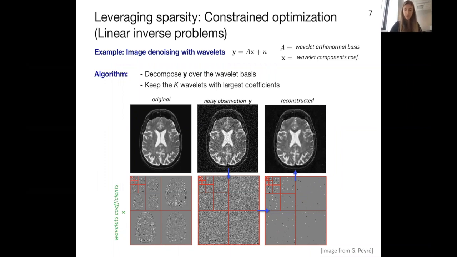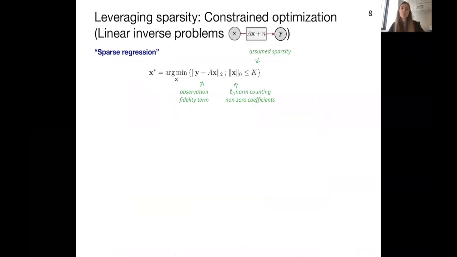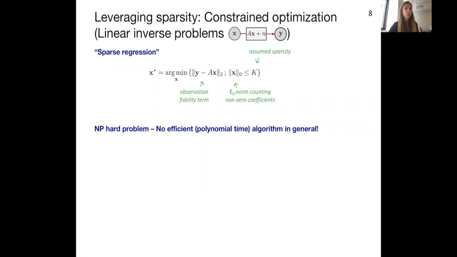easily, implementing this idea. Nevertheless, in general, this sparse regression I was mentioning is an NP-hard problem, because the algorithm I was just showing you relies on the fact that the wavelets are an orthonormal basis, and that is not something that we will have access to in general. And so there is no efficient polynomial time algorithm to solve this sparse regression in general.